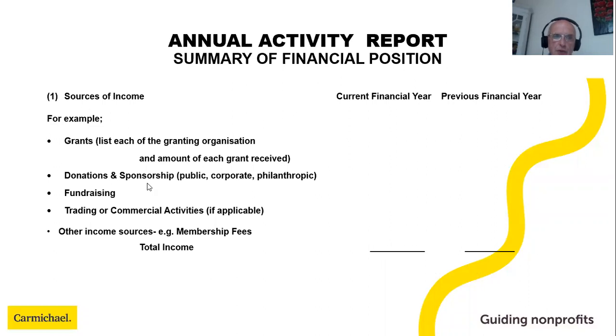Then the sources of funding. Again, every organisation will have different headings, but it should be the current financial year versus the previous financial year. Again, the grants, the donations, the sponsorship, the fundraising, trading or commercial activities, if they apply, or other sources of income, for example, membership fees, etc., giving a total income for the current year and the previous year. Just to compare the 2 years, it's a good idea.